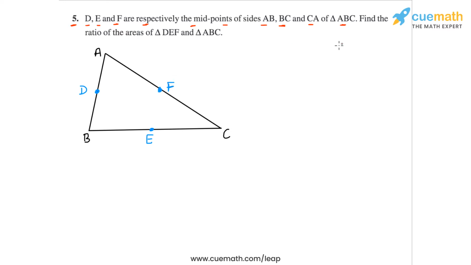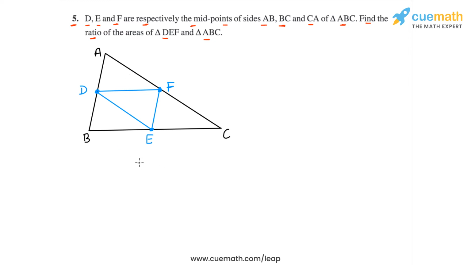And now we have to find the ratio of the areas of triangle DEF and triangle ABC. So let's complete triangle DEF by joining DE, EF and DF. So we have DE, we have then EF, and we have DF. We have to find the ratio of areas of the small triangle DEF and triangle ABC.